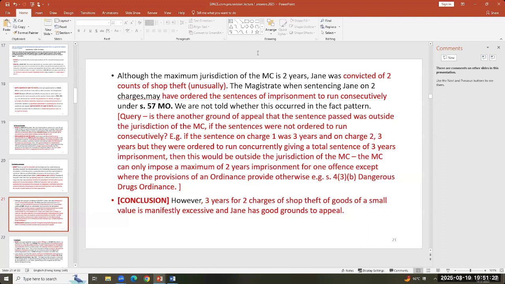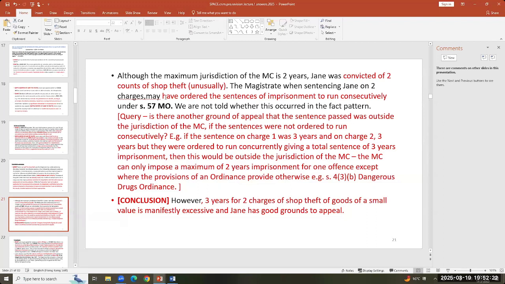Now, we've also got this issue that she was convicted of 2 counts of shop theft, and the sentences could have been imposed consecutively. I've just put in square brackets here because, like I said, I didn't draft this exam paper, but it's not clear how that 3 years was arrived at. Was she sentenced to, let's say, 2 years on charge 1 and 1 year on charge 2, and the sentence for charge 2 was ordered to be served consecutively to charge 1? That's how we arrive at the max of 3 years. That's legitimate under Section 57 of the Magistrates' Ordinance, assuming that for charge 1, it really is the worst type of shop theft that the Magistrates' Court would be dealing with, which seems unlikely here.